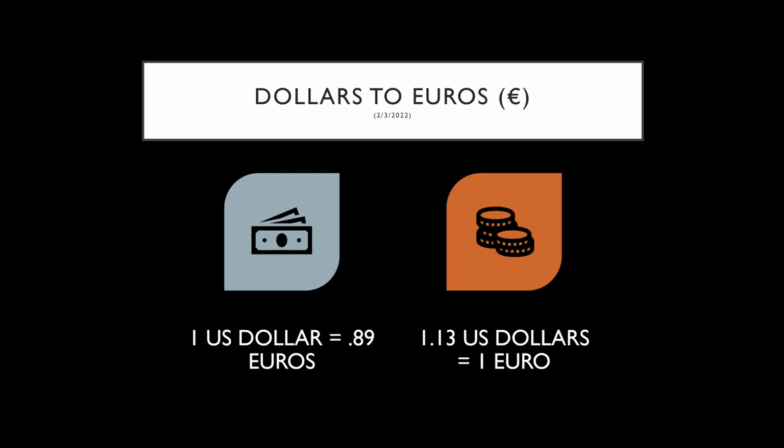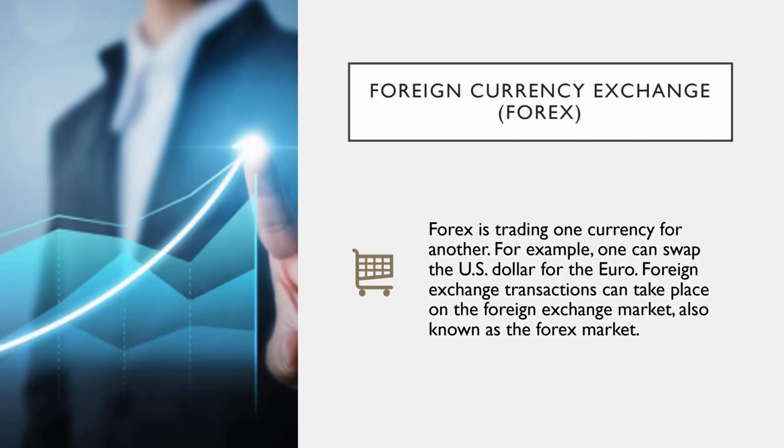As of today, one US dollar can purchase or be exchanged for 0.89 euros. Likewise, one euro can purchase or be exchanged for 1.13 US dollars. Foreign currency exchange is known as Forex, which means foreign exchange markets. Several exchanges exist where different currencies are bought and sold throughout a given day.